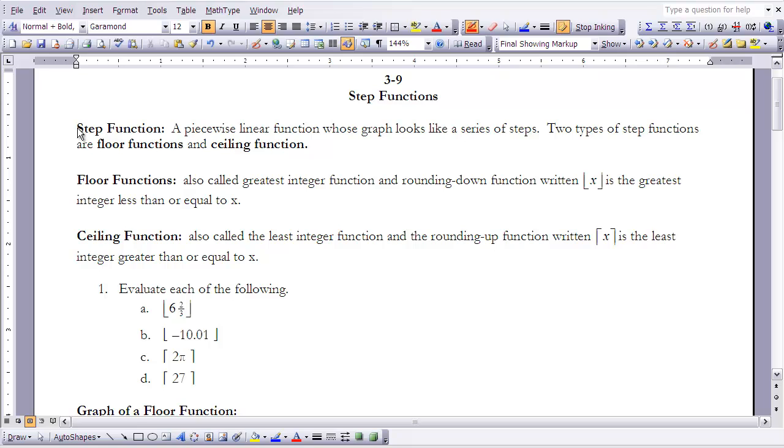These are the notes for section 3.9, step functions. If you haven't done so already, make sure you stop the video and read the section before continuing on.